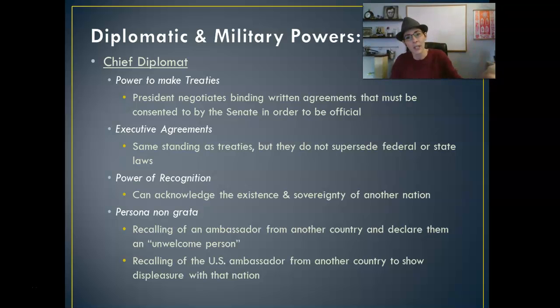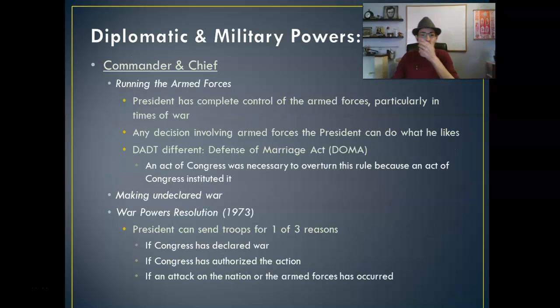We pay attention to treaties. But the persona non grata part, I don't know that we pay so much attention to, but we definitely pay attention to commander-in-chief stuff. He runs the armed forces, the president of the United States does, and has complete control in times of war. If you have an openly declared war, the president has complete authority when it comes to the armed forces. Any decision involving the armed forces, the president can do what he likes.